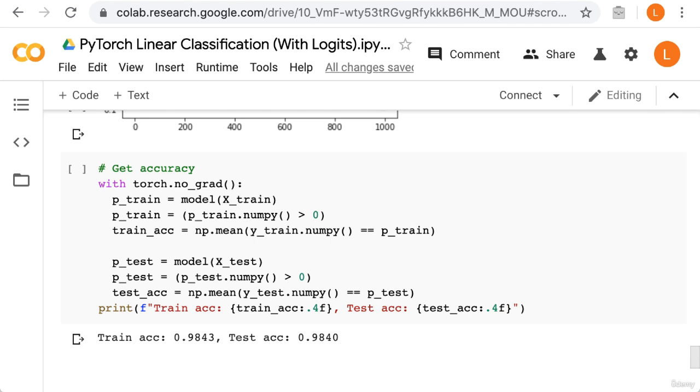Note that we can use the greater than sign directly, even though the greater than sign returns trues and falses. As we discussed earlier, in Python, true is 1 and false is 0. Therefore, we don't need to do any further processing. Once we have our predictions, we can check the model accuracy, and again we can verify that the result is the same.